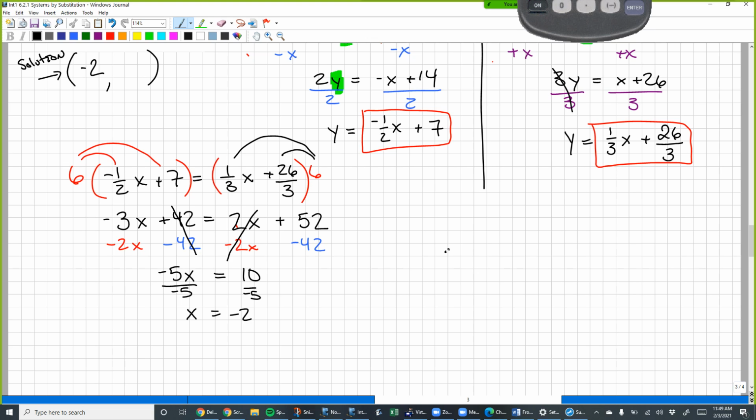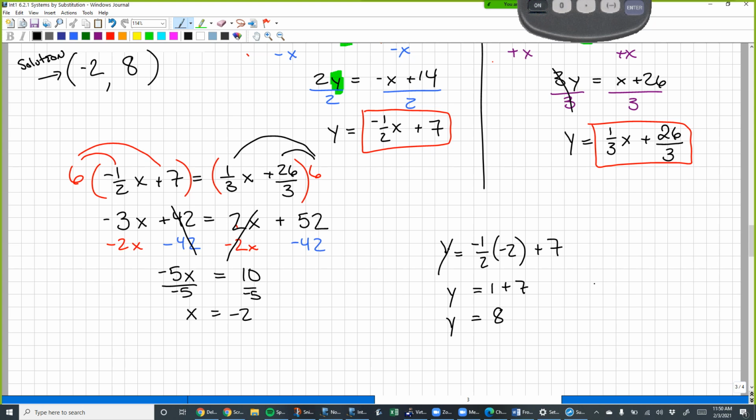Now I can plug it into the equation that I solved for, or I can plug it into the original equation. Either way is perfectly fine, as long as you haven't made any mistakes along the way. Here we get this, plus 7, and negative 2 times negative 1/2 is going to be a positive 1, plus 7 is going to give me 8. So y is equal to 8.